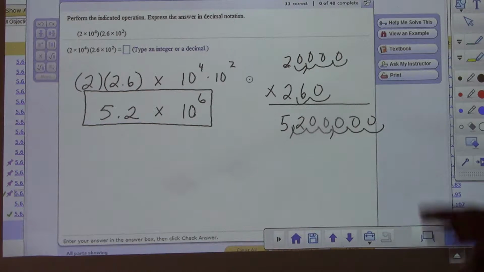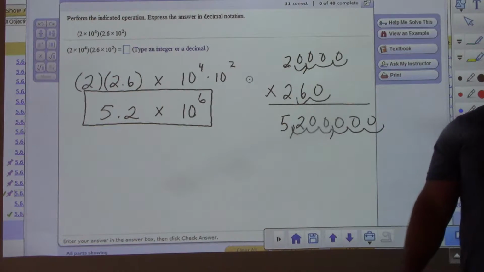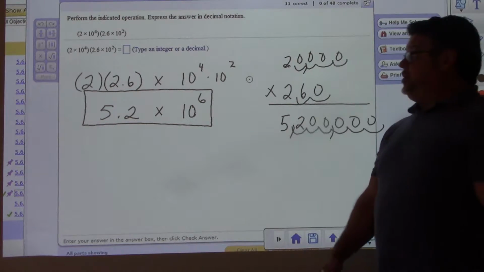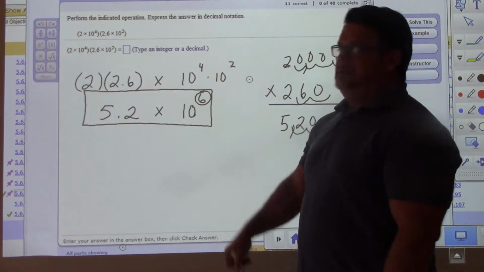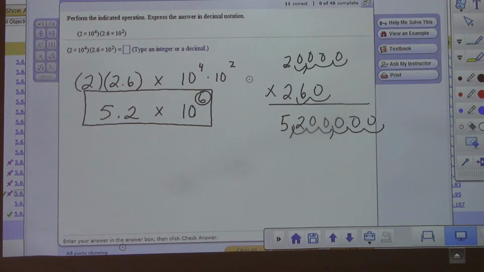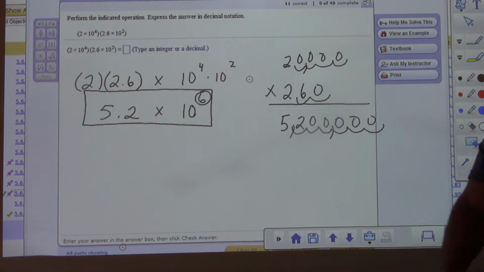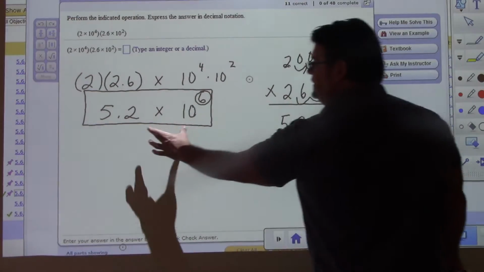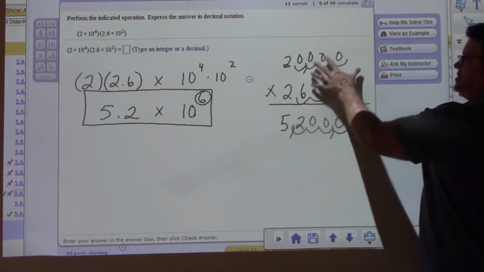Now, later on, as you start doing more and more scientific notation, you're going to know that when you see 6, that means million. When you see 9, that means billion. So the answer is 5.2 times 10 to the 6. This is scientific notation, and this is what you're actually doing.